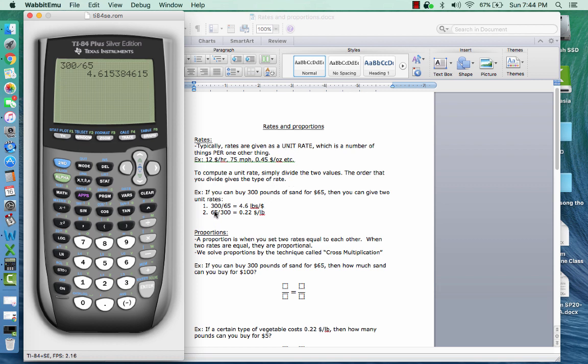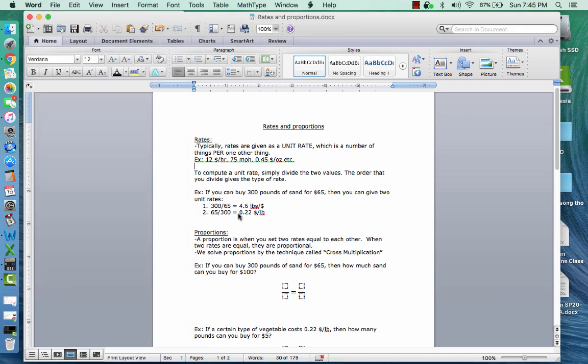If you divided the number of dollars by the number of pounds, so if you did 65 divided by 300, this would give you the number of dollars per pound. And when I'm giving money answers, I need to round to the second decimal place. That's how many cents there are. So whenever I round to the second decimal place, I'm looking at the third spot, and the third spot tells me what to do with the second decimal. In this case, since this is 5 through 9, we round up, and that's why I gave this as 22 cents per pound, or $0.22 per pound.